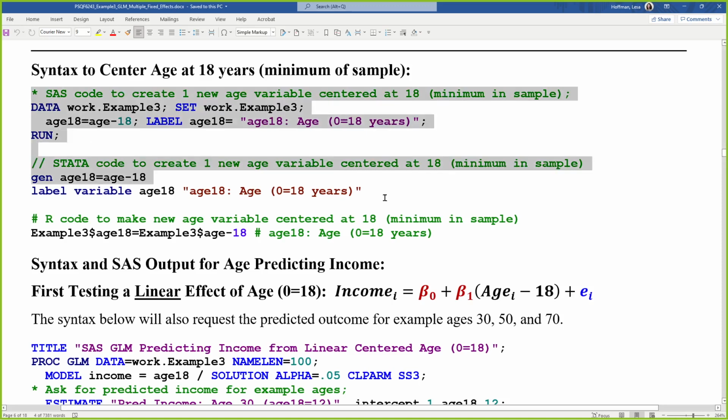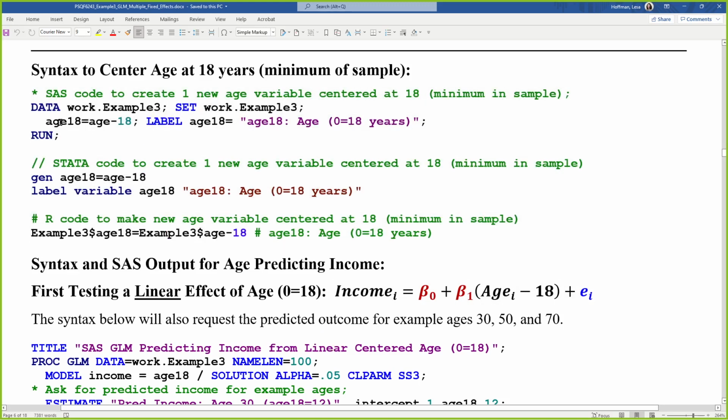So here is the syntax to do the centering of age in all 3 programs. The common denominator, the term to the left of the equal sign, is the new variable to be created. If you pick a name that's already in your data set, you will write over it and ruin it. And then you have to start over and re-import to get it back. Yep, been there, done that, got the t-shirt.